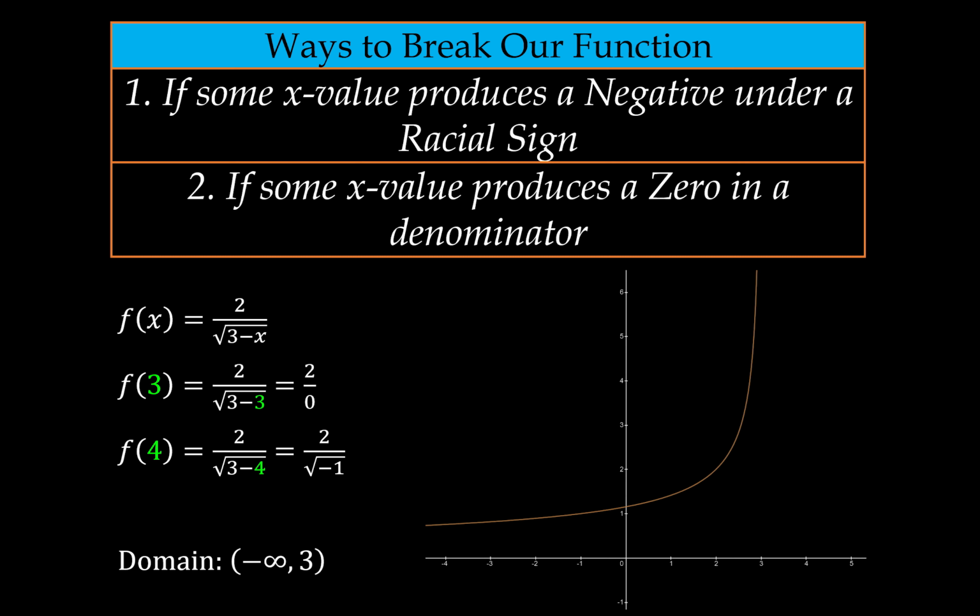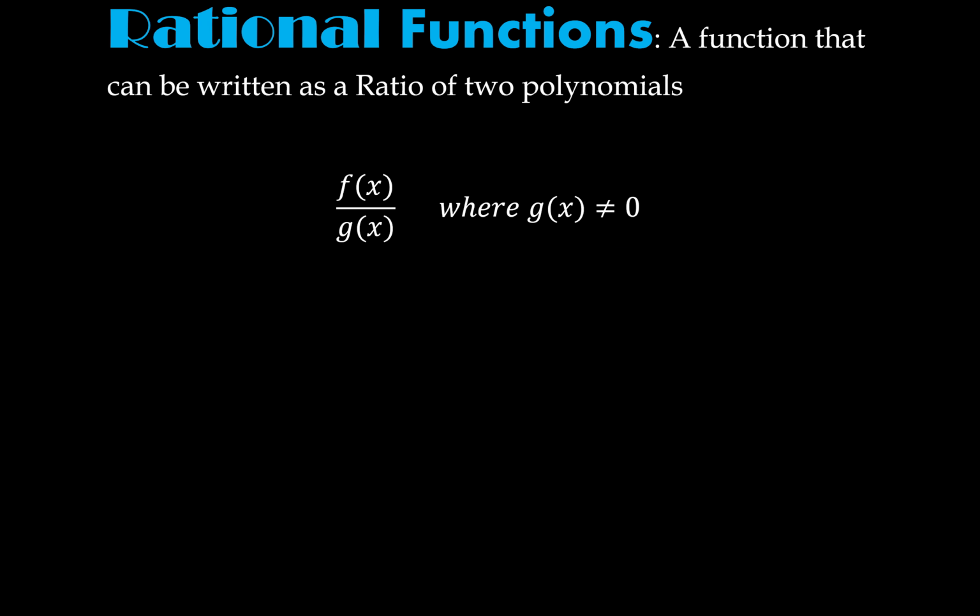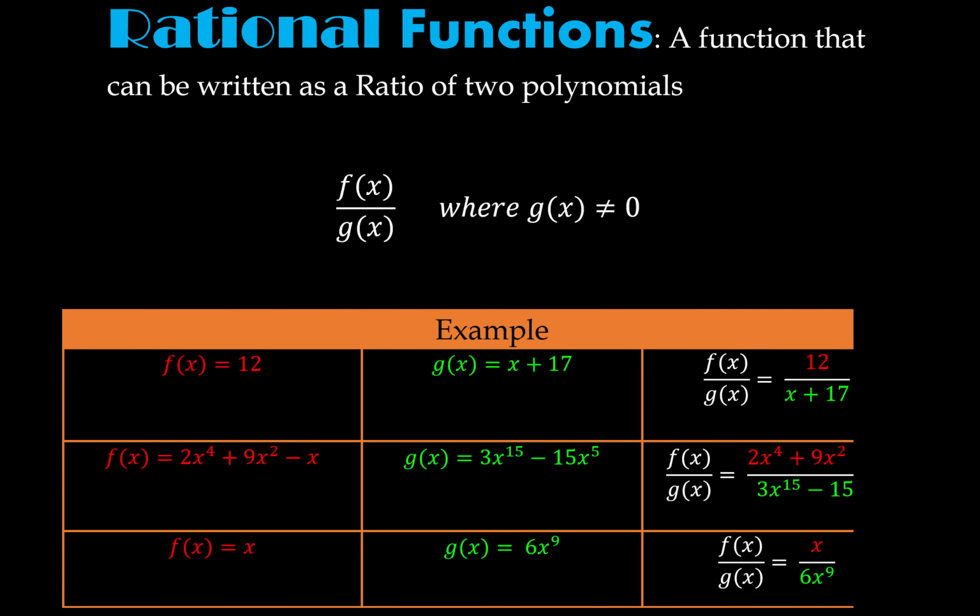So we restrict our domain to only the numbers less than 3. Our goal now is to graph functions like these that have restricted domains, but more importantly, they have some x value which makes the denominator 0. In order to make the denominator 0, our function must be a fraction. We call these types of functions rational functions since they are the ratio of two different functions.